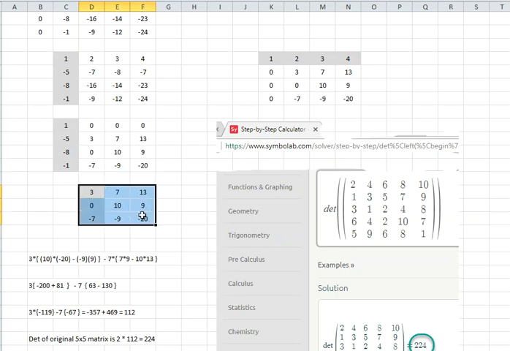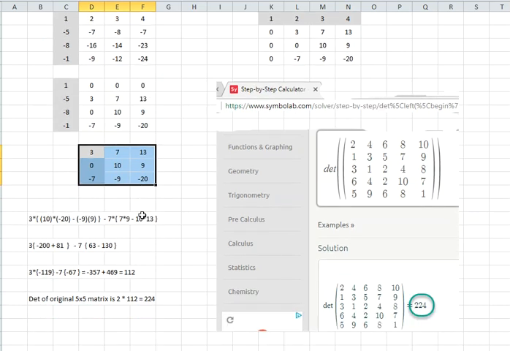Now I'm going to just use the cofactor expansion all the way to get the determinant of this. That would be 3 times 10 times -20 minus 9 times -9. That's what this is over here. And then plus -7 times 9 minus 10 times 13. That's this over here. And we just do the math, and we get 1/12.